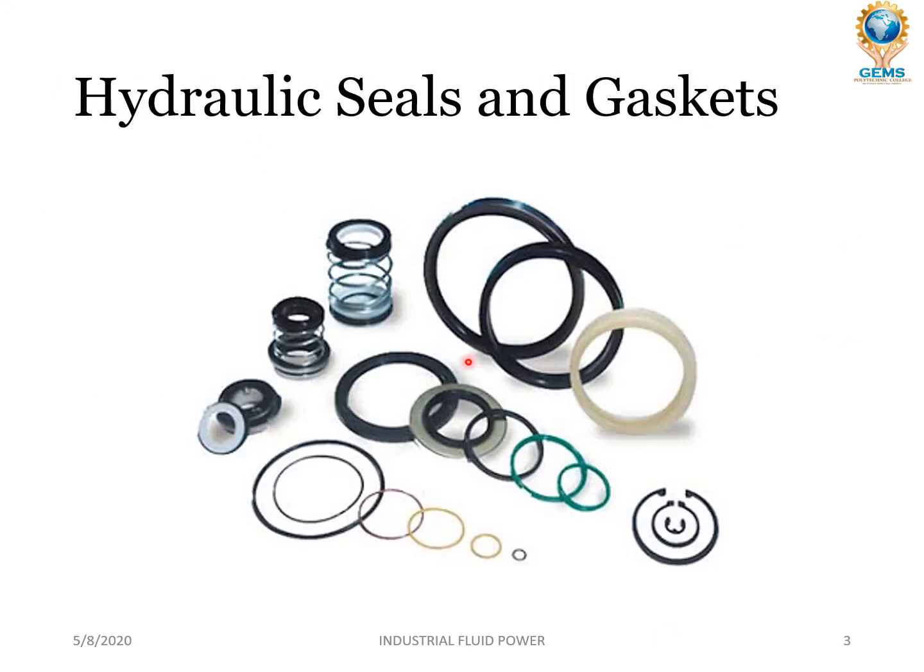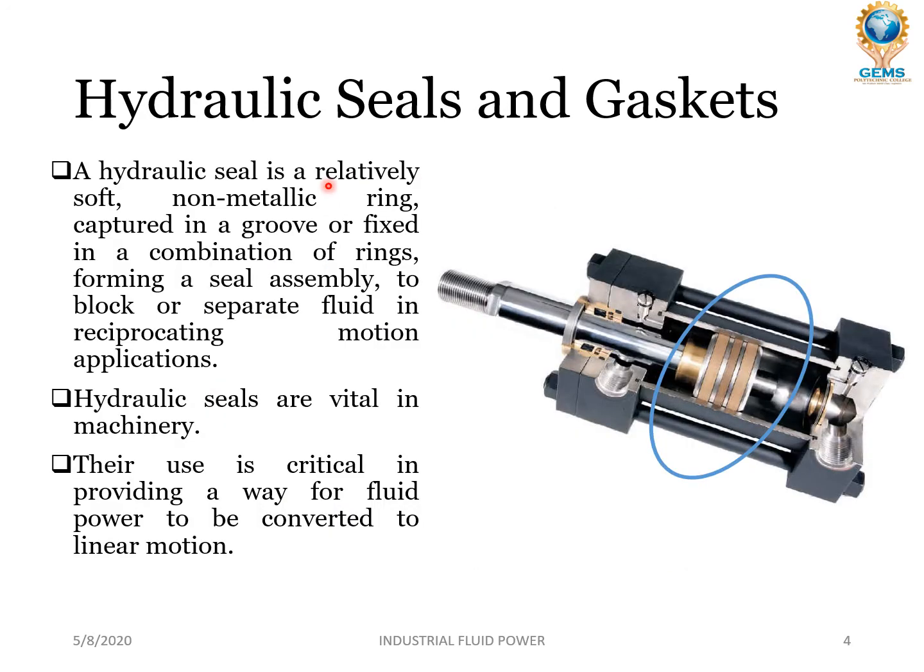So these are the hydraulic seals and gaskets. This is how practically these hydraulic seals and gaskets look like. A hydraulic seal is a relatively soft non-metallic ring captured in a groove or fixed in a combination of rings, forming a seal assembly to block or separate fluid in reciprocating motion applications.